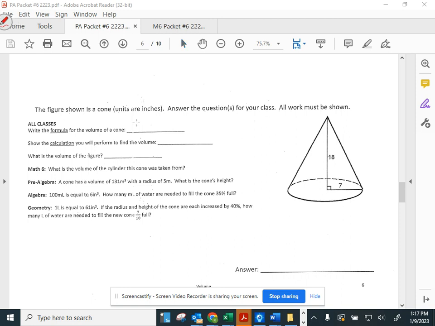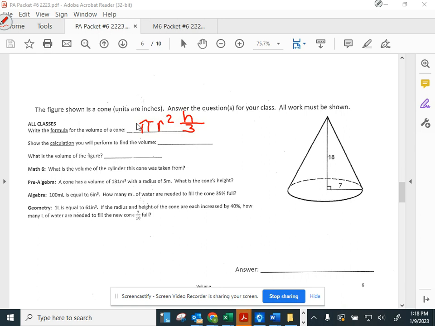We know the volume of a cylinder is pi r squared times the height. So a cone is taken out of a cylinder, and the cone has that triangle in it, so it's height divided by 3. So you're going to do pi times r squared times the height divided by 3.